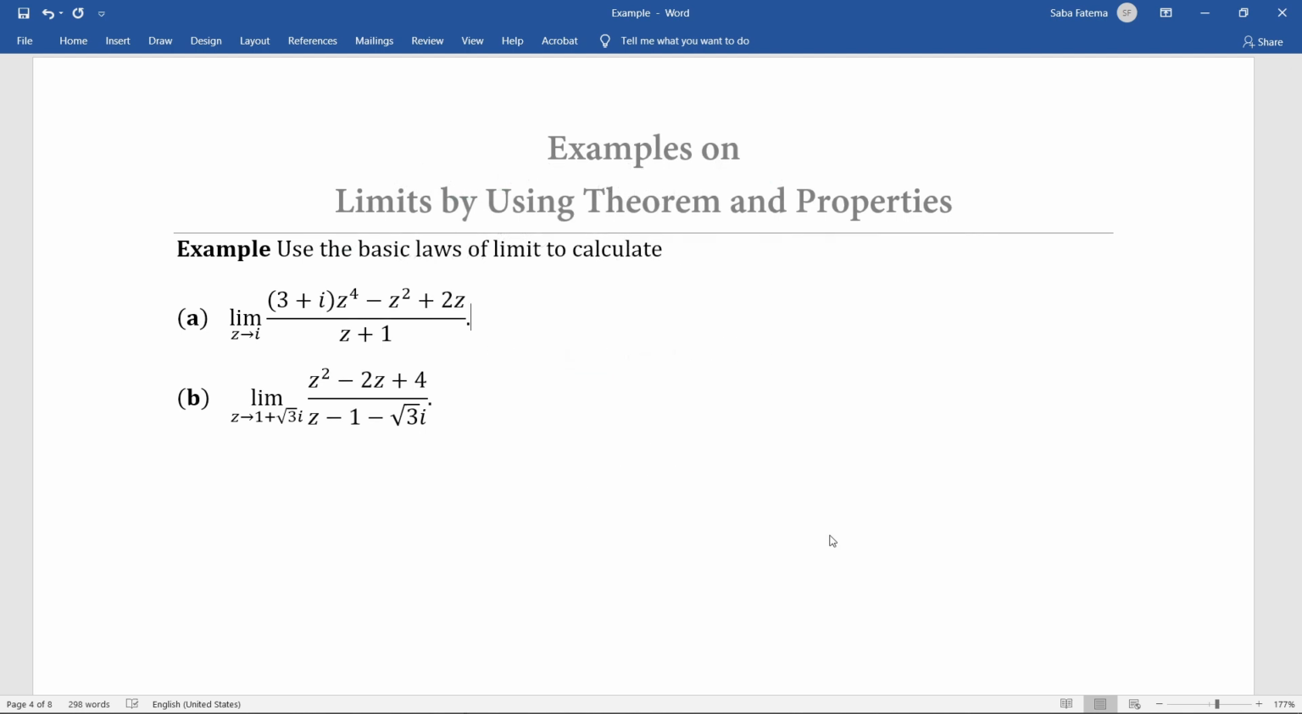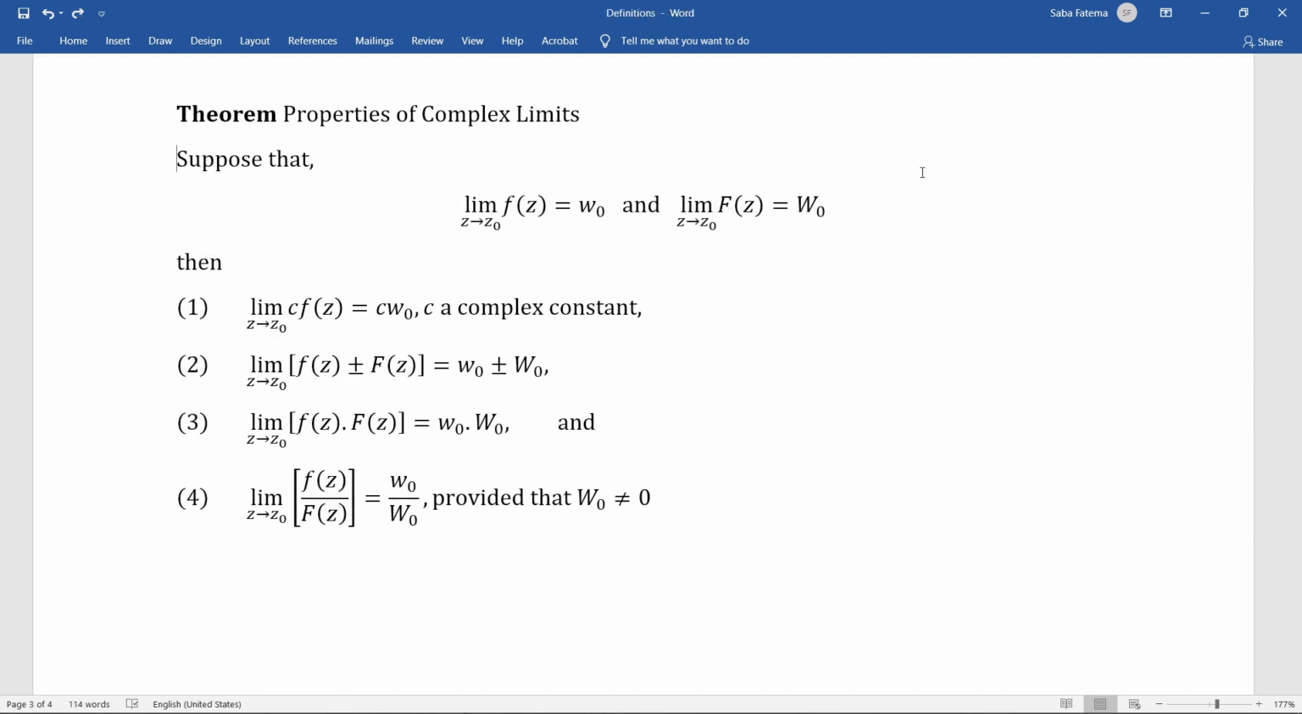In the following two problems, we will apply the properties to find the limit. So have a look at the properties. Here we consider the limit of two different functions. One is small f of z and the other is capital F of z. The limiting value of the first one is w naught when z approaches z naught, and the limiting value of the second function is capital W naught, and also here z approaches z naught.